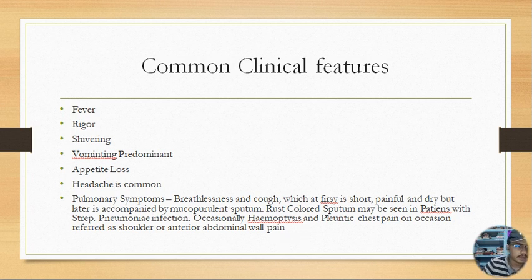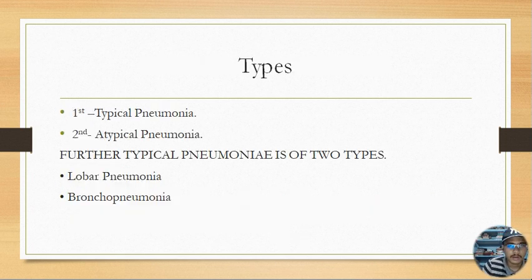Now let's see what are the types of pneumonia. Basically, at first we saw there were three types of basic pneumonia: community-acquired pneumonia, which we called CAP, second, hospital-acquired pneumonia, and third, pneumonia in immunocompromised patients.